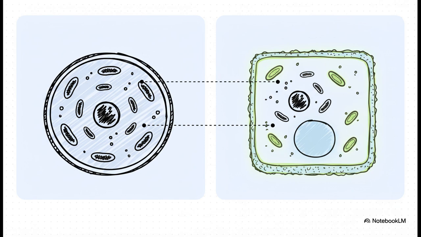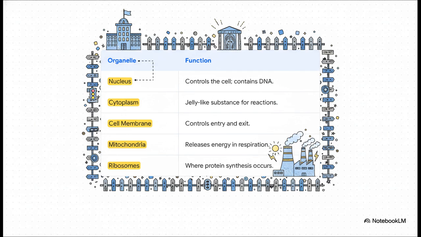They share a ton of the same core machinery. But plant cells have three extra super important features: a tough, rigid cell wall for support, these things called chloroplasts to do photosynthesis, and a huge permanent vacuole, which is kind of like a water tank that keeps the cell firm.